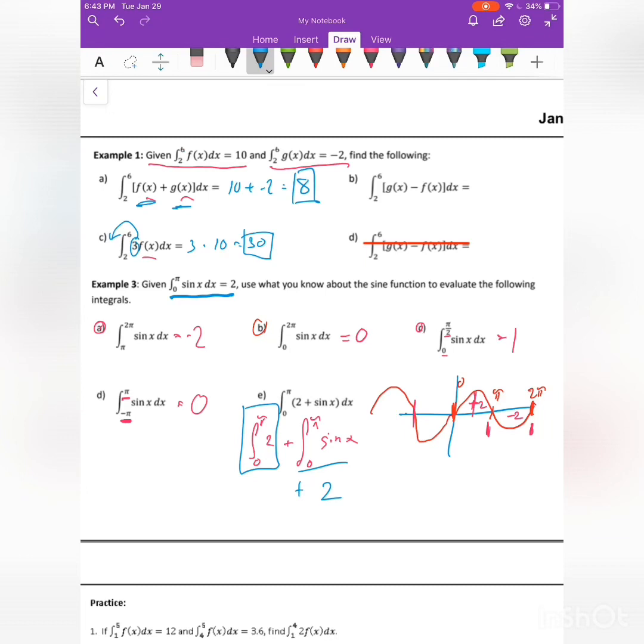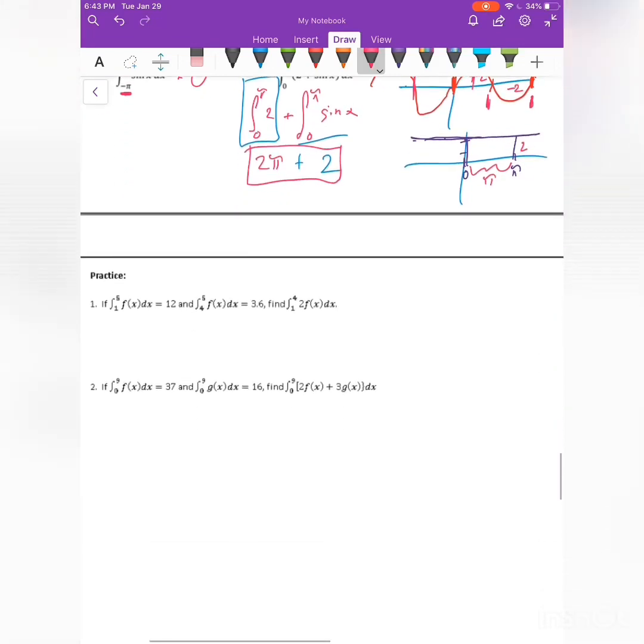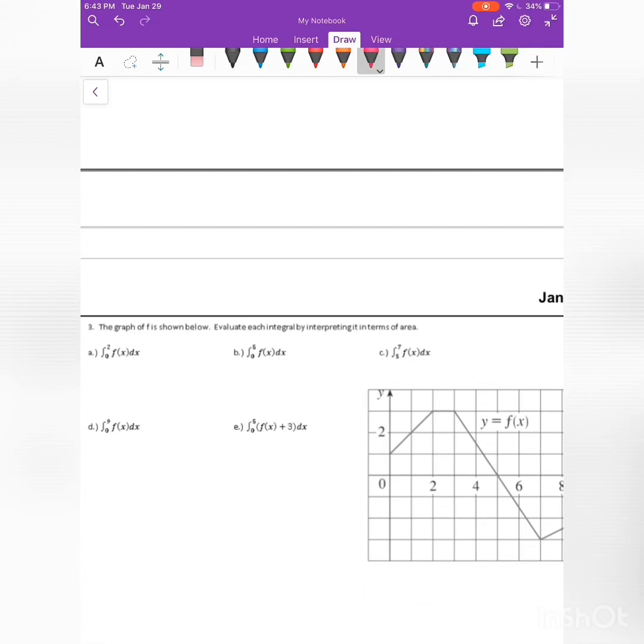Actually, before I teach it that way, how about this? Let's look at this one graphically, because we did this today. This is the line y equals 2. If you integrate that from 0 to pi, now you have a rectangle whose height is 2 and whose width is pi. So base times height, 2 pi. Final answer.